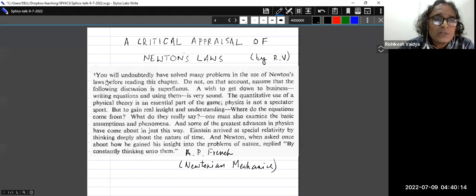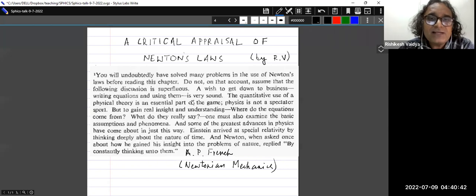It says, you will undoubtedly have solved many problems in the use of Newton's laws before reading this chapter. Do not on that count assume that the following discussion is superfluous. A wish to get down to business, writing equations and using them, is very sound. The quantitative use of a physical theory is an essential part of the game. Physics is not a spectator sport.